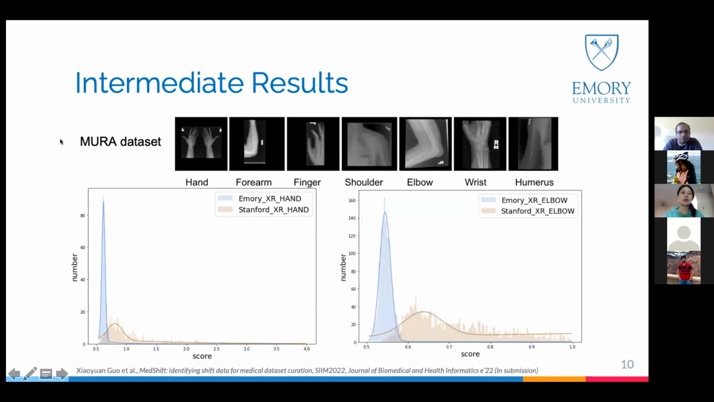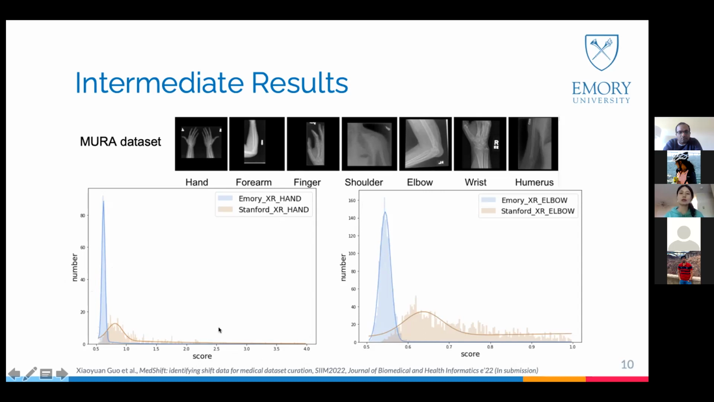Here are some intermediate results. I'm showing the first one, the MURA dataset. If you are not familiar with it, this is an X-ray image dataset with 7 classes included: hand, forearm, finger, shoulder, elbow, wrist, and humerus. We are experimenting with Emory as the internal dataset and the Stanford MURA dataset as the external dataset. The x-axis represents the anomaly score, and the y-axis represents how many samples have a score in this value.